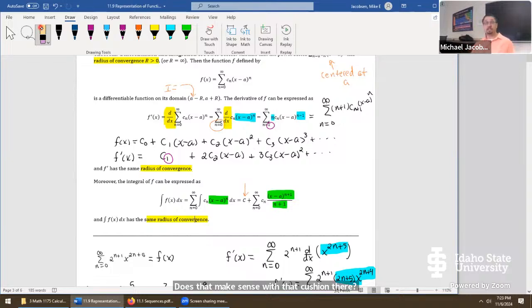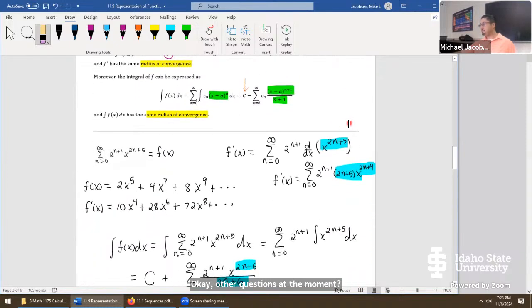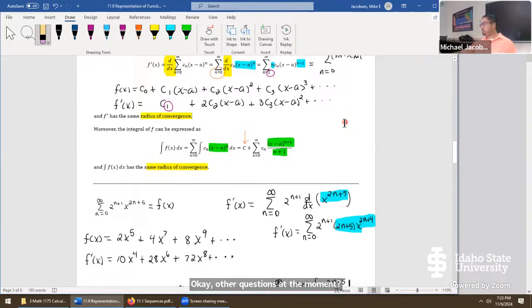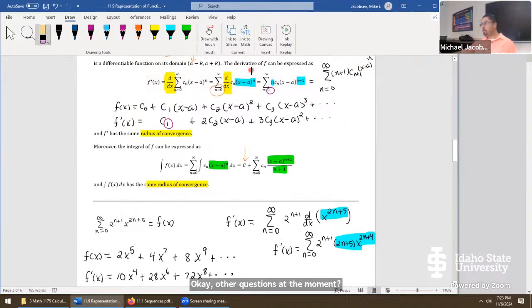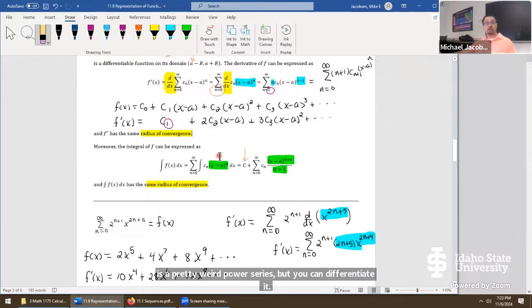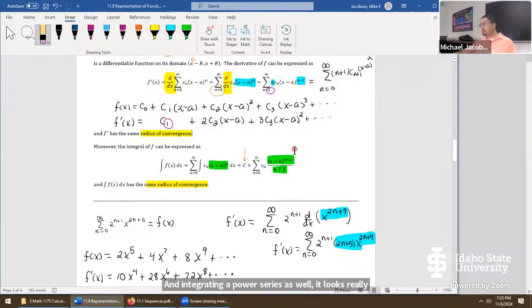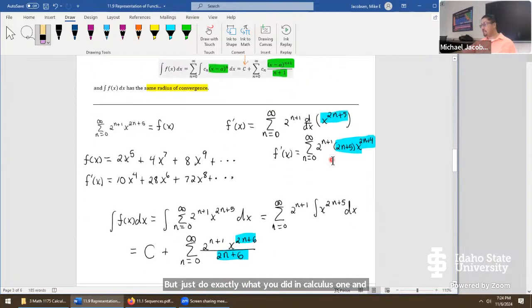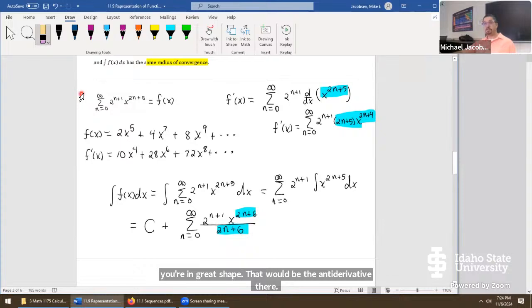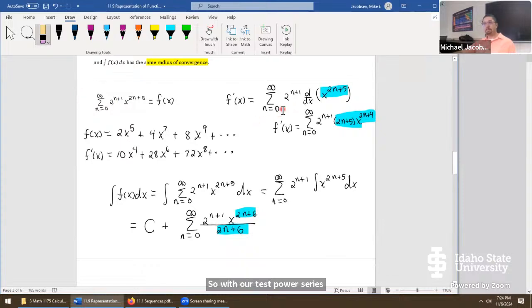Okay. Other questions at the moment? So the punchline is, this is a pretty weird power series, but you can differentiate it. It differentiates as normal. And integrating a power series as well, it looks really weird, but just do exactly what you did in calculus 1 and you're in great shape. That would be the antiderivative there. So with our test power series here, here's the 2 results. This was an anomaly because the power of this was not power n. So we started still at index 0.